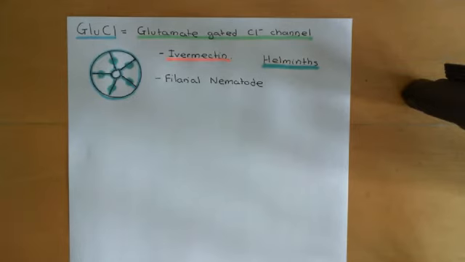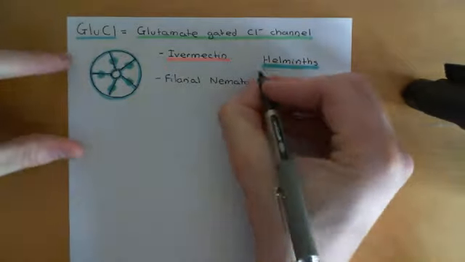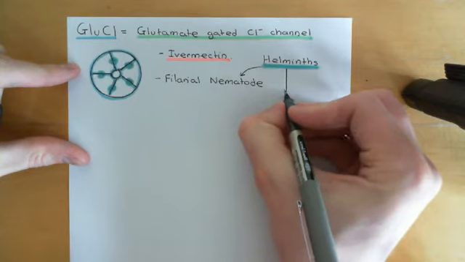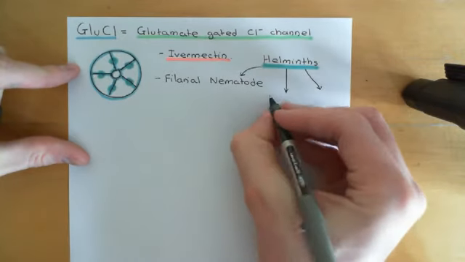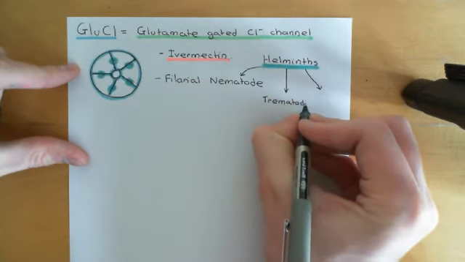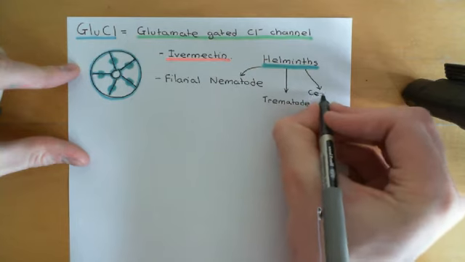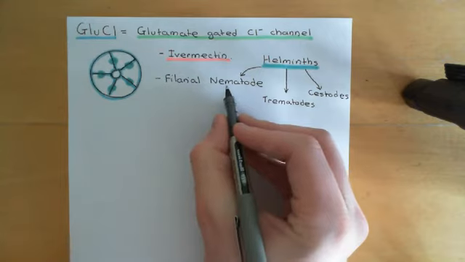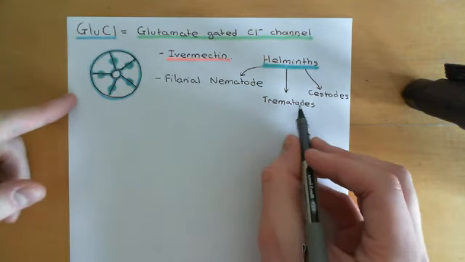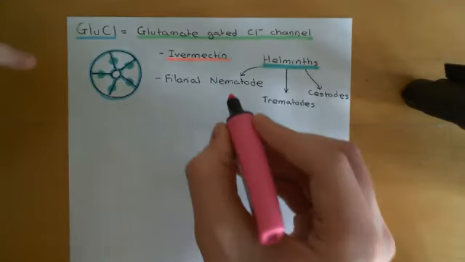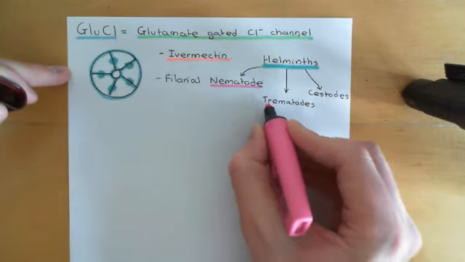Now in this great family of helminths, there are 3 major categories, and one of them is the nematodes. The other ones are the trematodes, and then there's also the cestodes. Each of these categories has slightly less official names as well. The nematodes are also called the roundworms, the trematodes are also called the flukes, and the cestodes are also called the tapeworms. But we'll use the official nomenclature.